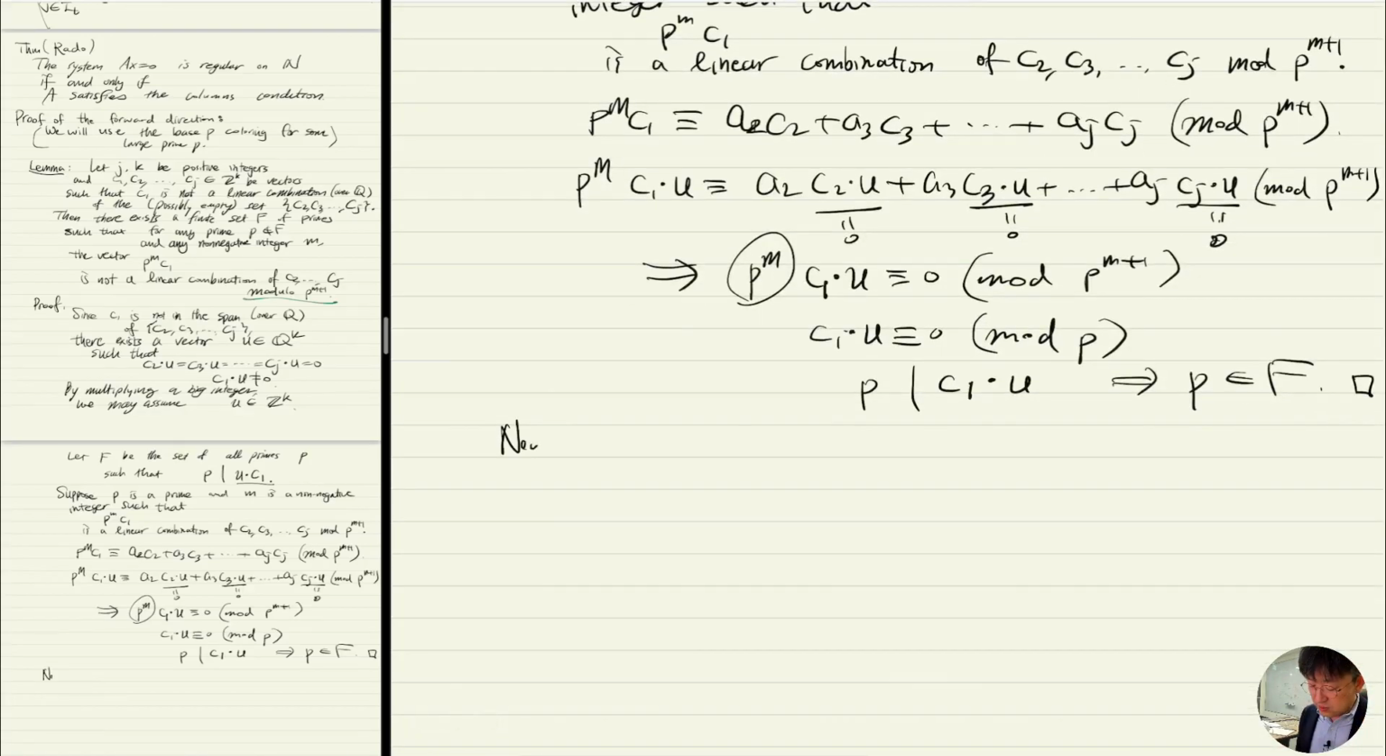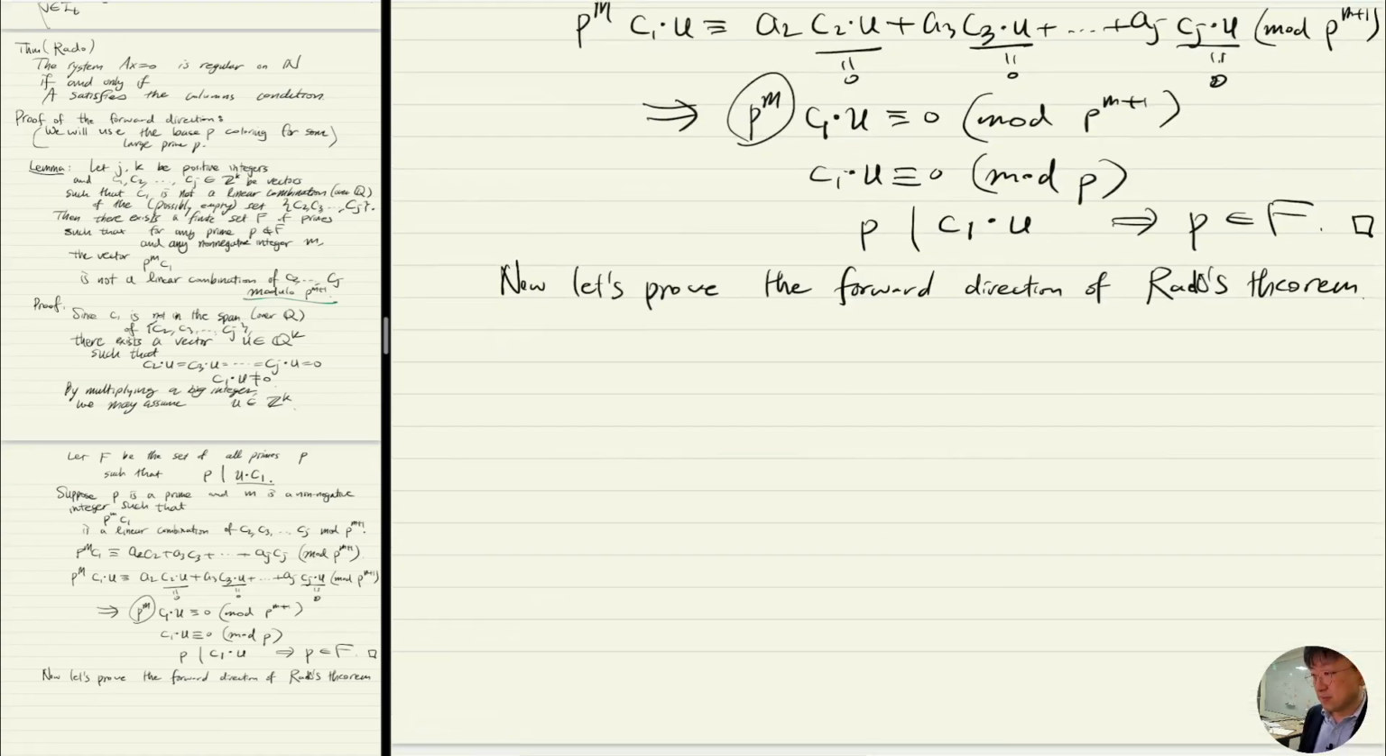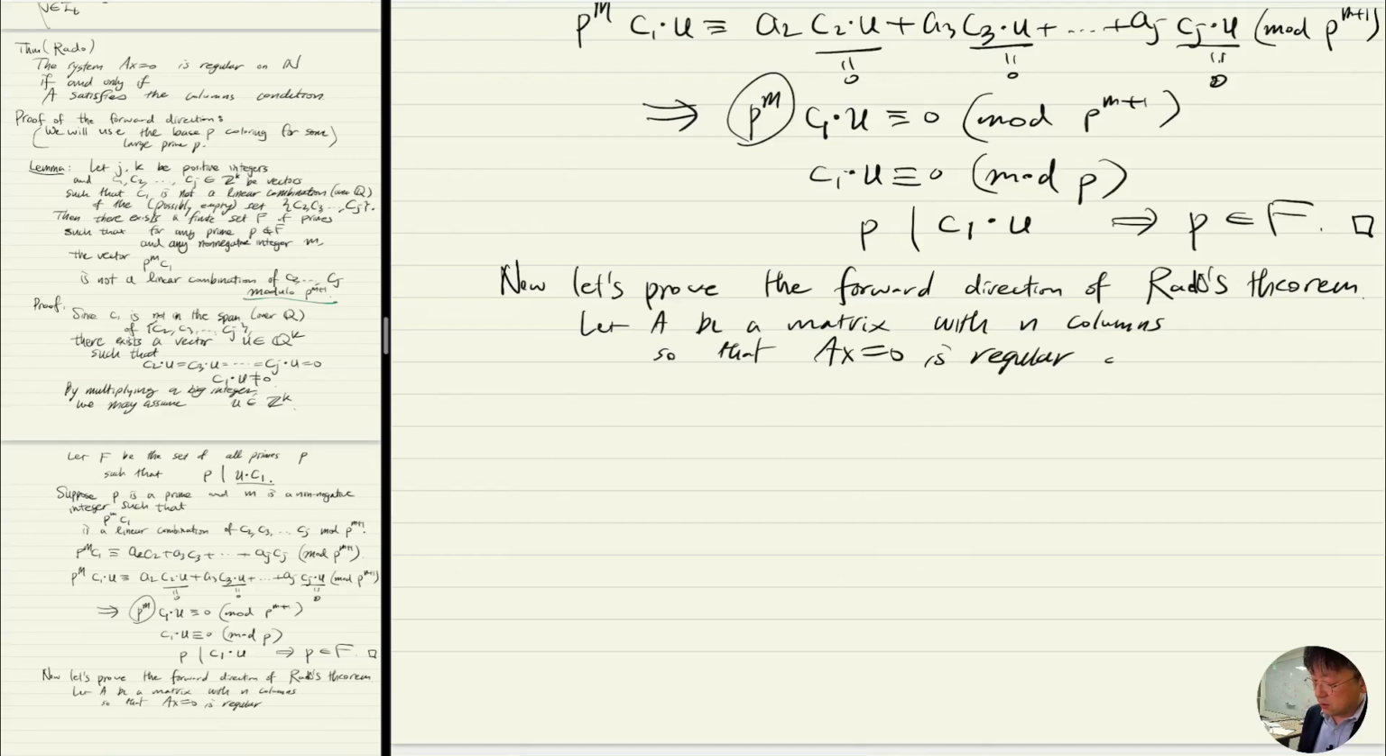Now let's prove the forward direction of Rado's theorem. So let A be a matrix with n columns, so that Ax equals 0 is regular on the set of positive integers.